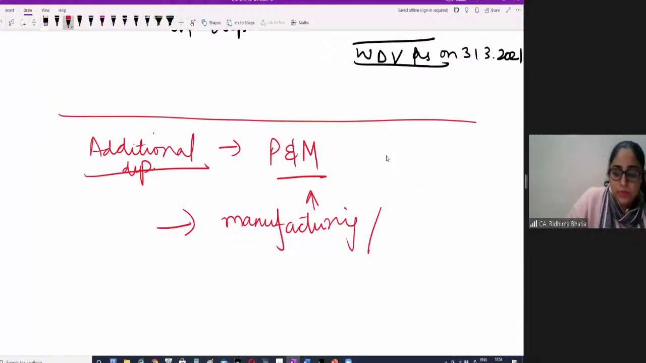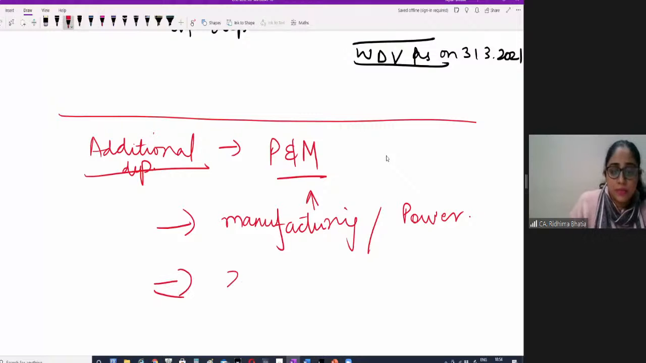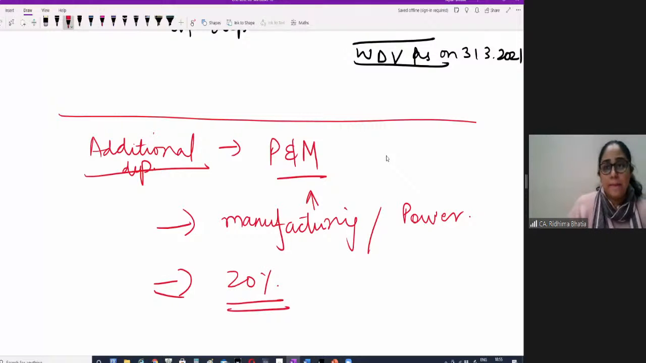Manufacturing or those who are into the business of power generation, distribution or transmission. Okay. Next, here the rate is fixed at 20%. Plant and machinery may have a rate of 15, 40, 20 and so on, but here you have a fixed rate of 20%. Even if your plant and machinery is charged at 15%, additional depreciation would be allowed at 20%. If your plant and machinery is charged at 40%, then also additional depreciation would be allowed at 20%.